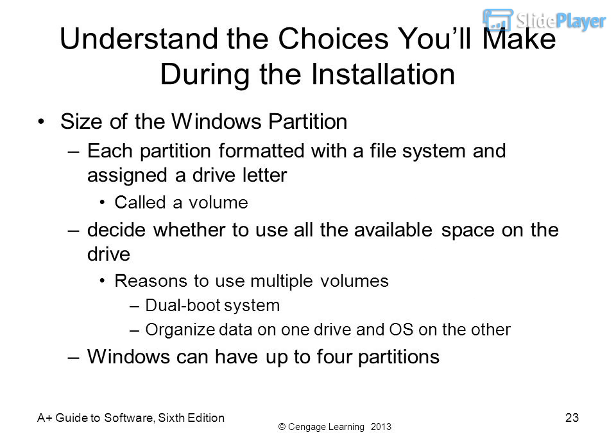Understand the choices you'll make during the installation. Size of the Windows partition. Each partition is formatted with a file system and assigned a drive letter, called a volume. Decide whether to use all the available space on the drive. Reasons to use multiple volumes: in a dual boot system, organize data on one drive and the OS on the other. Windows can have up to 4 partitions. A+ Guide to Software, 6th edition.